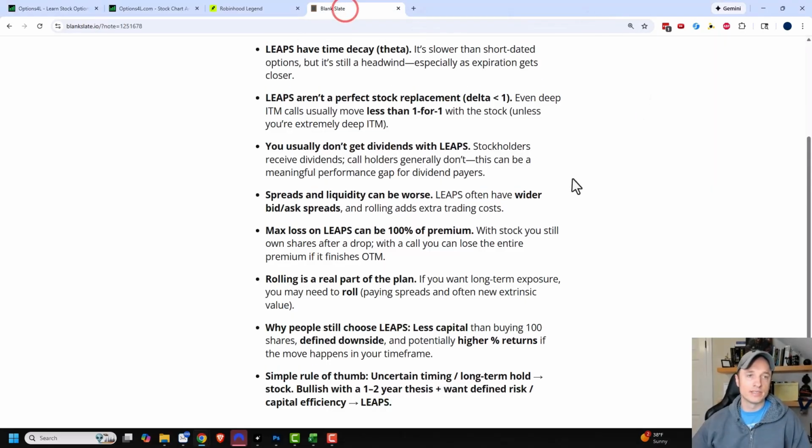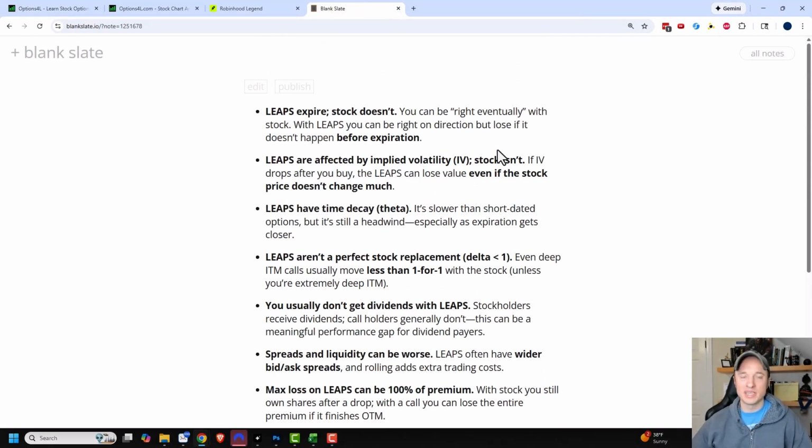So first things first, I do want to go over what a LEAPS option is, just in case you don't know. If you already know all this stuff, you can skip ahead a couple minutes and get straight into Robinhood and all that other stuff.